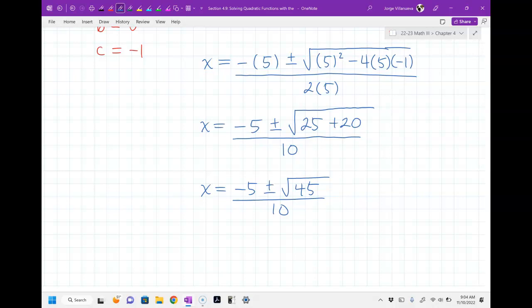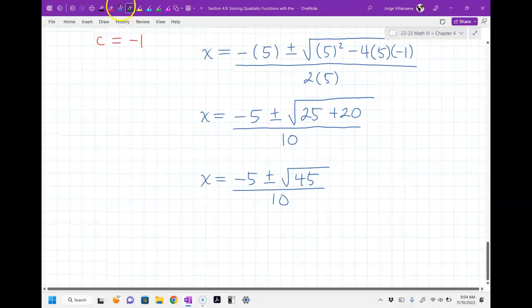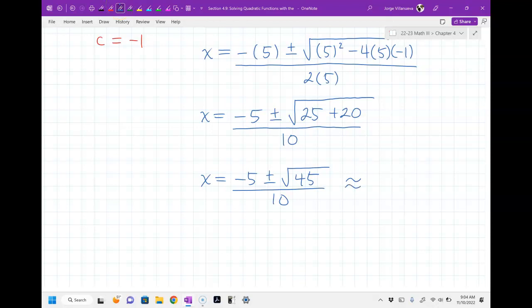Since they want me to do this with the calculator, I am not going to simplify. Now, I'm going to do it just to do it, but you're going to stop right here and give me 2 answers. I'll show you how to do them right now, but that's where you would stop.